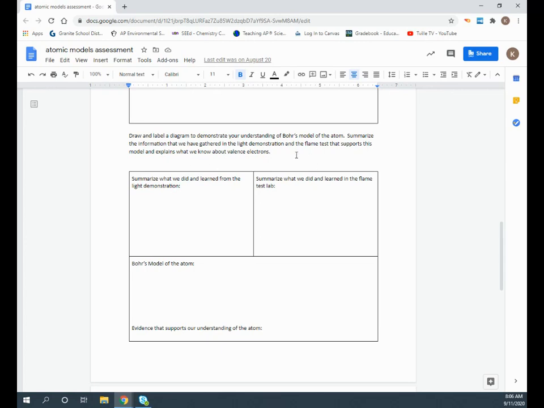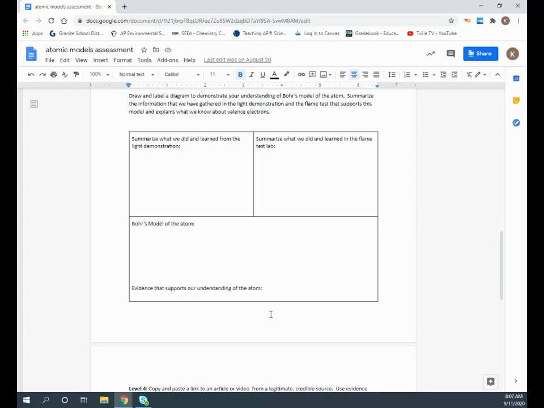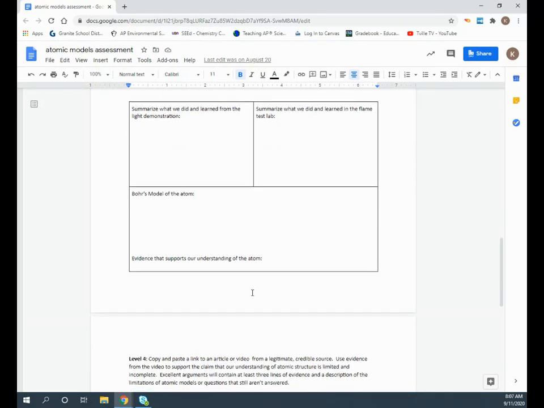In this space, you're just going to summarize what we learned with the emission spectrum light demo and the flame tests. And again, state how the evidence from these experiments from Bohr's model of the atom supports our understanding of the atom. In other words, what do we learn from these experiments? What do they teach us about atoms and electrons?